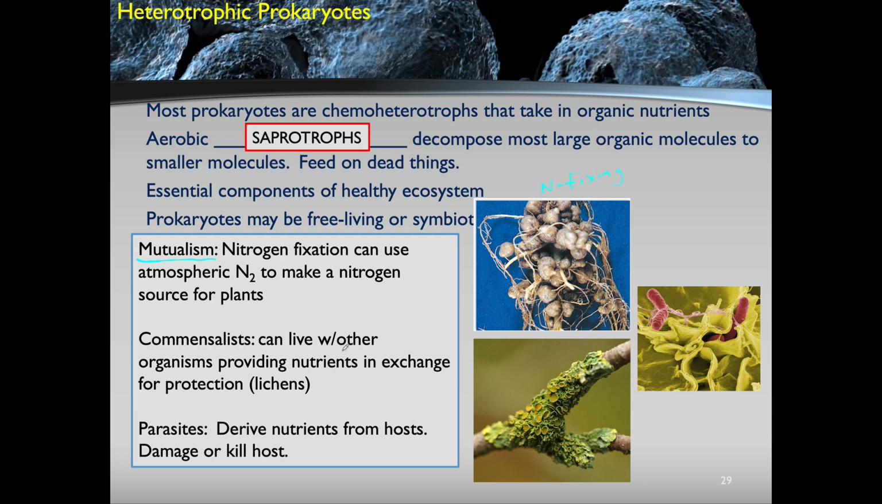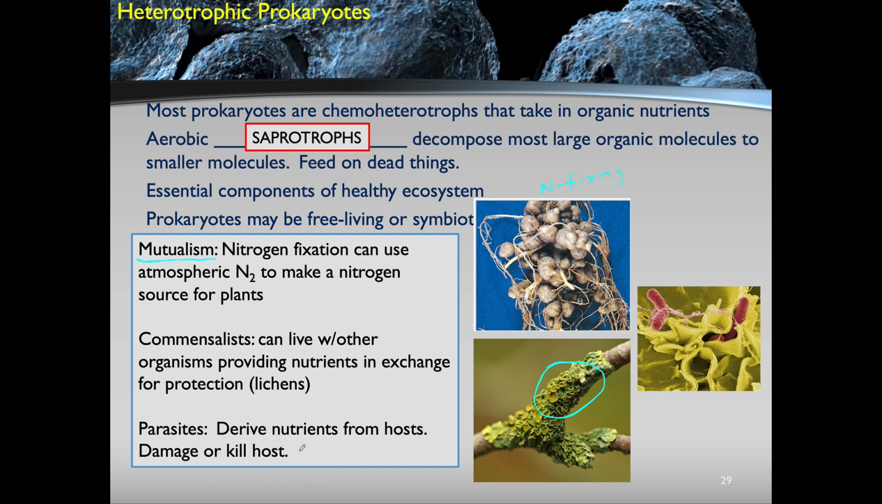Commensalists live with other organisms, providing nutrients in exchange for protection. The most studied one is the lichen. You have a fungus and an algae that work together in harmony, where one gets protection and the other gets the nutrients from photosynthesizing. It's a very nice relationship that allows two different species of organisms to interact with each other. There'll be bacteria intertwined throughout the two of these as well. It's a harmonious grouping of organisms that makes everybody survive, and they work really well together.